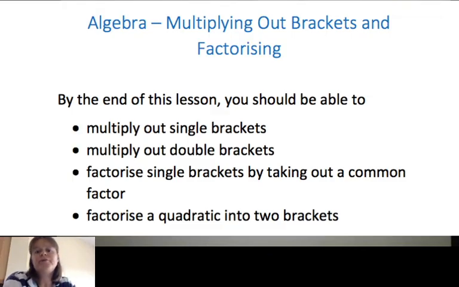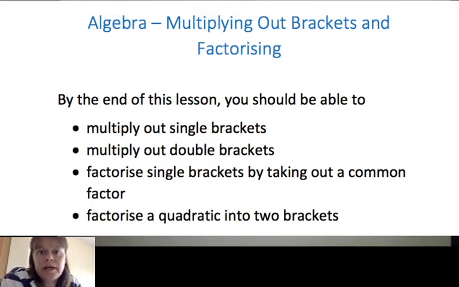Let's take you through what we're going to aim to achieve in this video. You might be watching all of it or you might be just watching bits of it. The four things we're going to cover are to multiply out single brackets, multiply out double brackets, that means getting rid of the brackets, and then factorising, which means to put back into brackets, both single brackets and double brackets. So those are the four things we're going to aim to achieve.